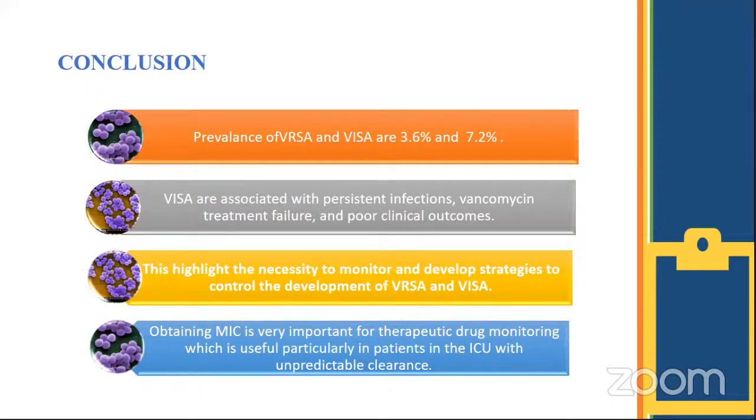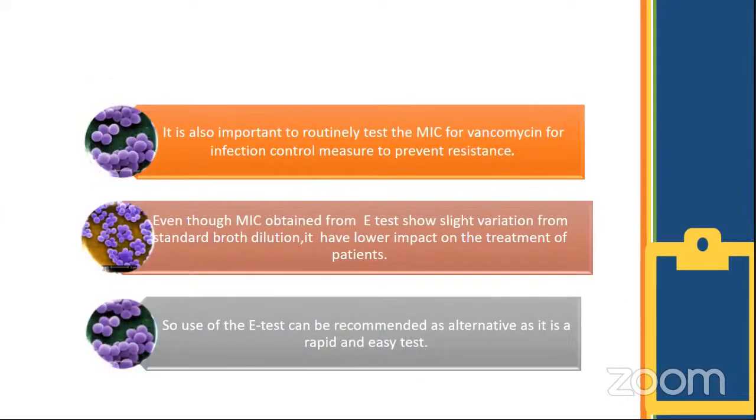Conclusion: VISA are associated with persistent infections, vancomycin treatment failure, and poor clinical outcomes. This highlights the necessity to monitor and develop strategies to control the development of VRSA and VISA. Obtaining MIC is very important for therapeutic drug monitoring, which is useful particularly in patients in the ICU with unpredictable clearance. It is also important to routinely test the MIC for vancomycin for infection control to prevent resistance.